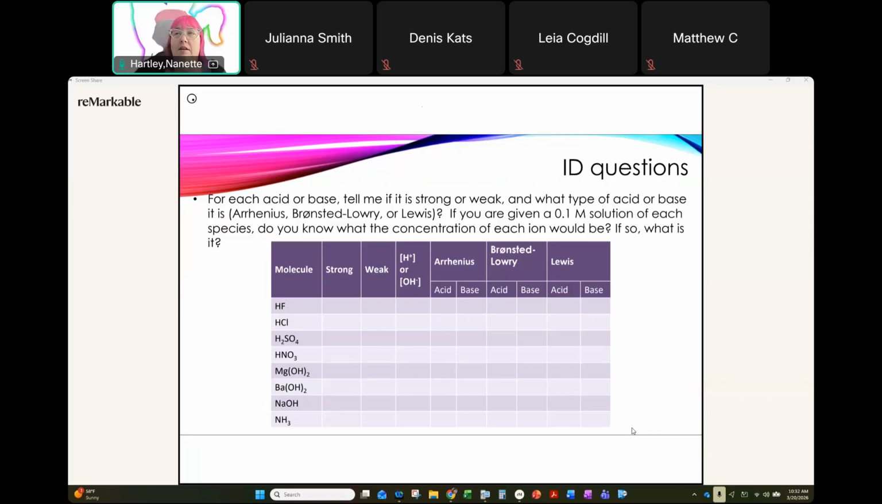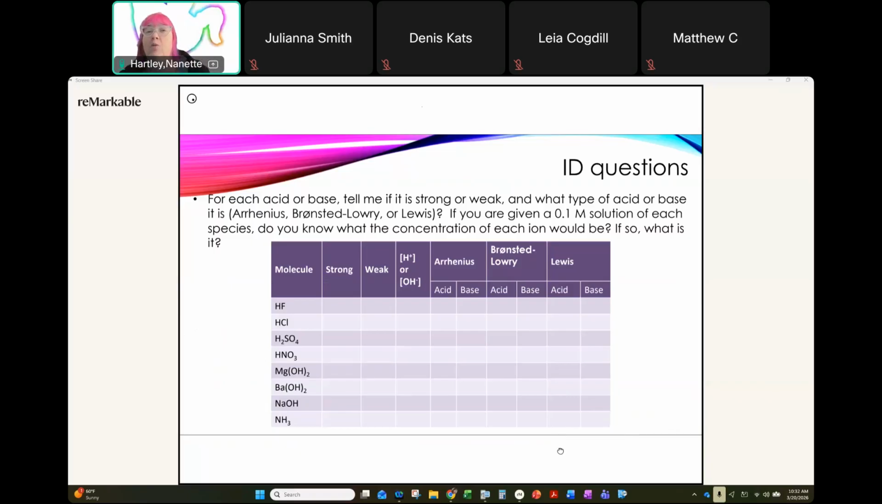Okay. And it says, if you're given a 0.1 molar solution of each species, do you know what the concentration of each ion would be? And if so, what would it be? So I'm going to walk through one of these so you make sure that you understand what I'm talking about, and then I'll probably just walk through the rest of them as well.